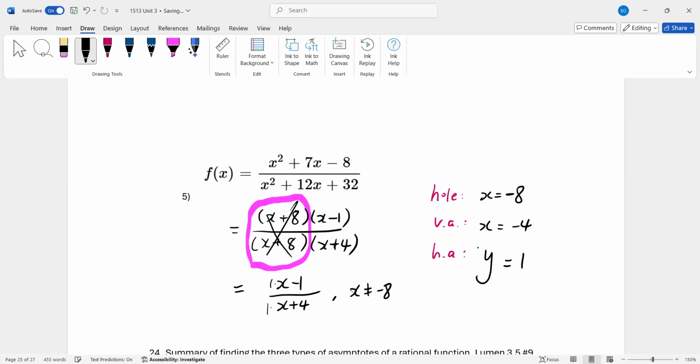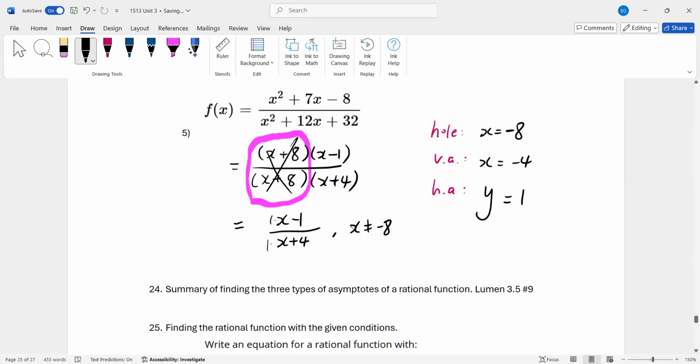I can also show you the graph of this rational function. The graph of the original rational function has the same shape as x minus 1 over x plus 4, but has a hole at x equals negative 8. And let me show you how I quickly graph x minus 1 over x plus 4. I would write the numerator as x plus 4 minus 5. 4 minus 5 is negative 1, right? So it's equivalent, and x plus 4.